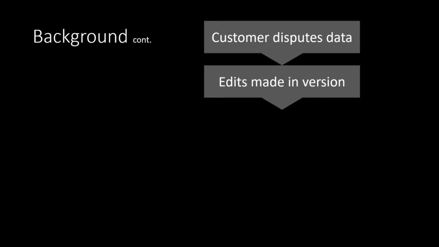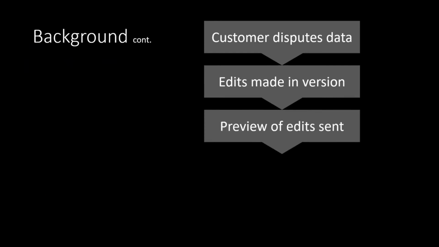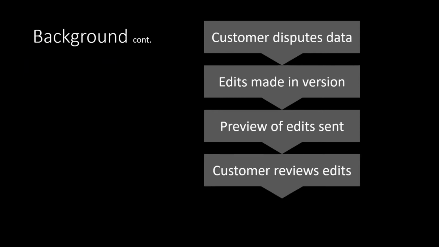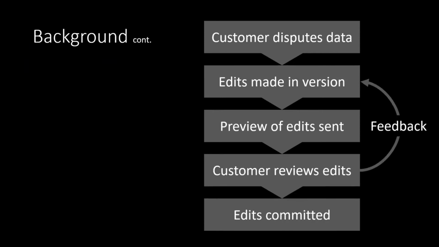To sketch this out more clearly, here's the steps we take when performing GIS edits. First, the customer calls in to initiate a dispute. After reviewing the property and any supplemental documentation, we make edits in a version. We then send a preview or summary of the edits to the customer for their approval. The customer reviews the preview and either gives additional feedback, or they approve of the edits, at which point they're committed to the geodatabase.